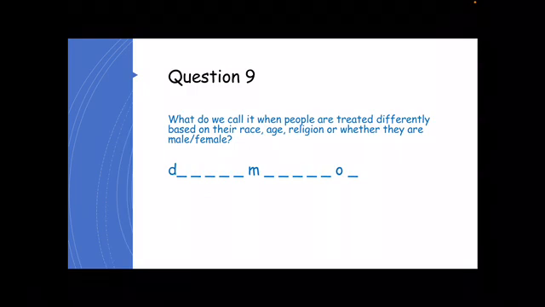It's quite a long one, but there is a word that we would use to describe when people get treated differently because of their race, age, religion, or if they're male or female. It's quite a tricky one, that word, and quite a tricky one to spell, so that's an extra challenge. And if you can manage to spell that, I would be impressed.